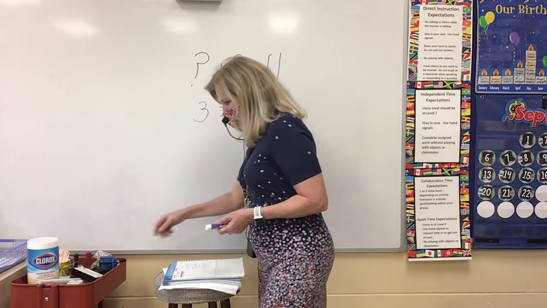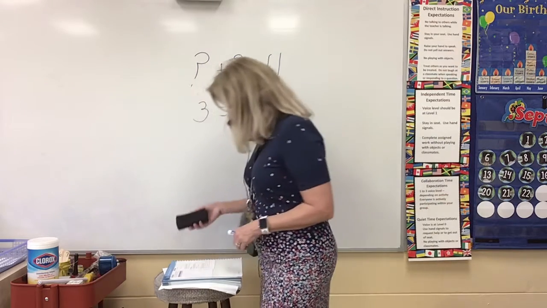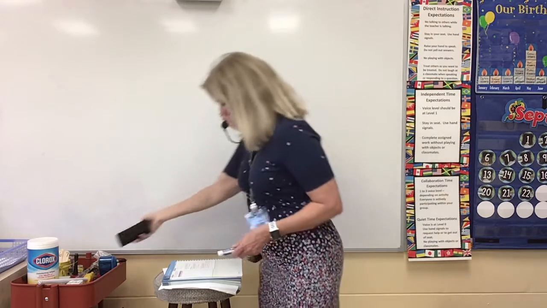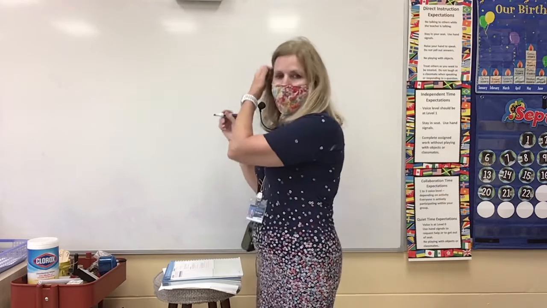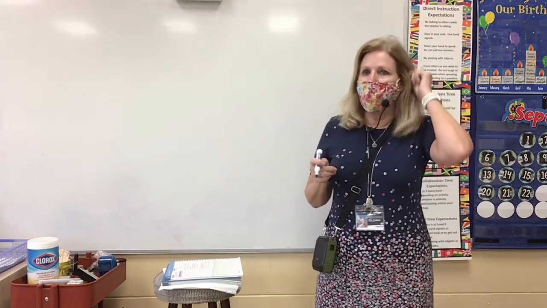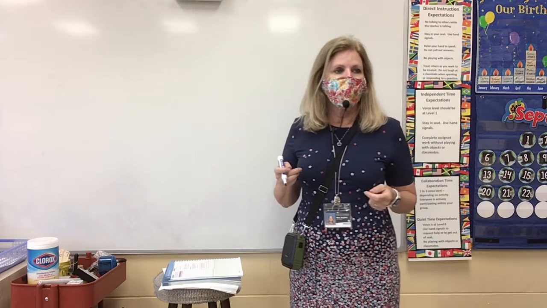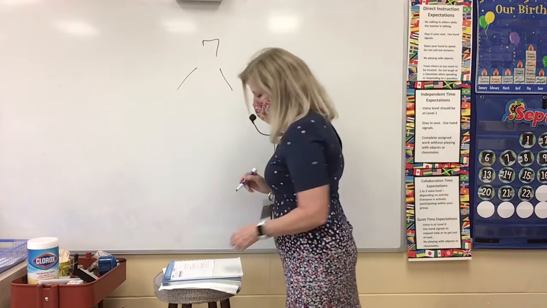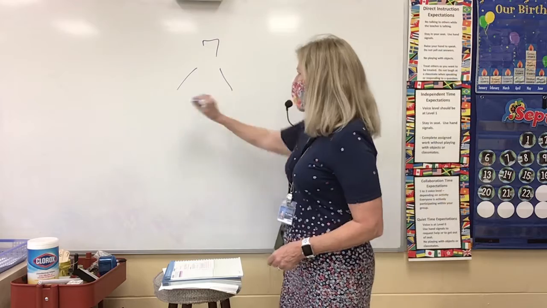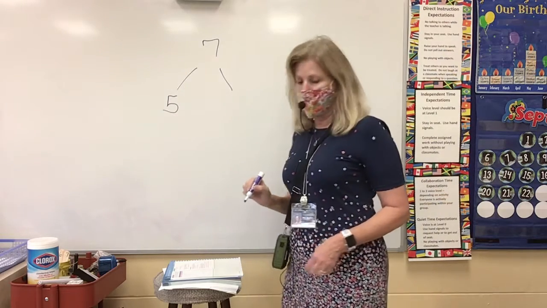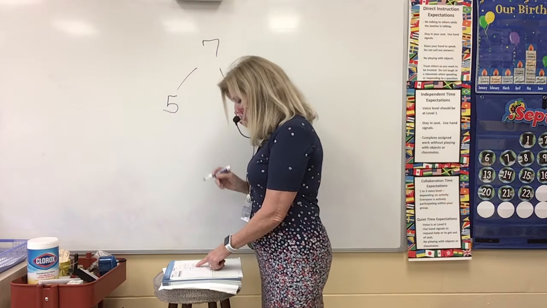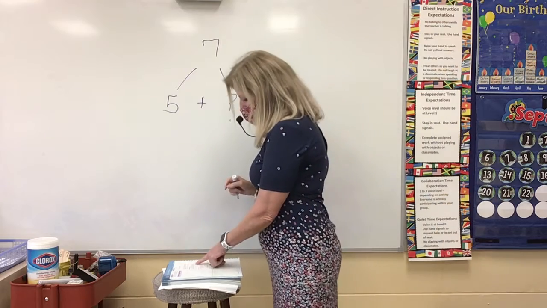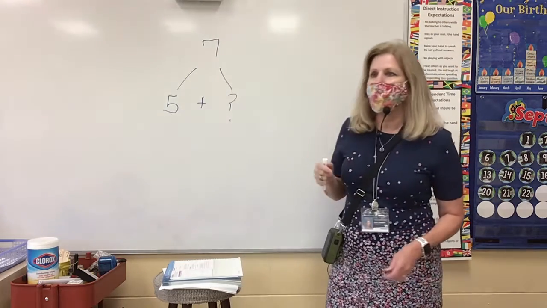Okay, number 3. There are 7 friends at a party. 5 play ball. So 7 friends at a party. 7 is going to be our what? Part or whole, Connor? Whole. It's going to be our whole. So we can put that up here, and we'll just do our parts like that. Okay, 5 play ball. So 5 is going to be one of the parts, right? The rest jump rope. So we need to find out how many are jumping rope.